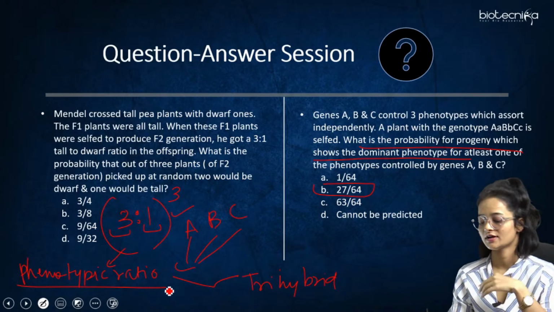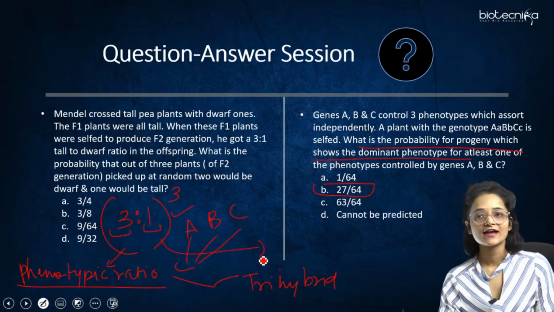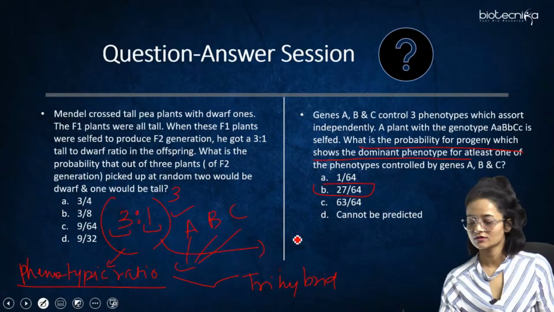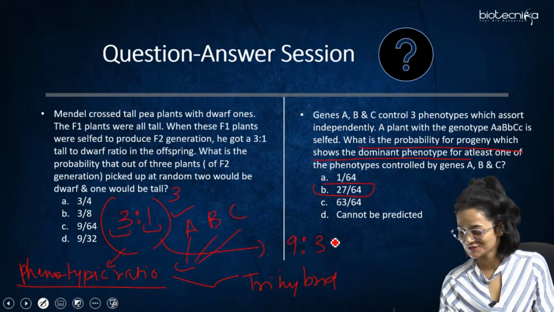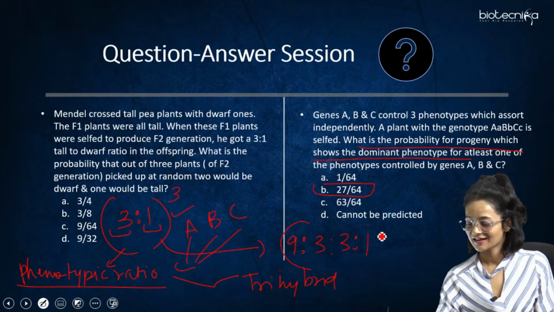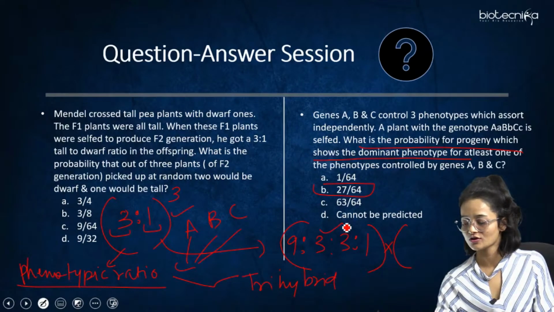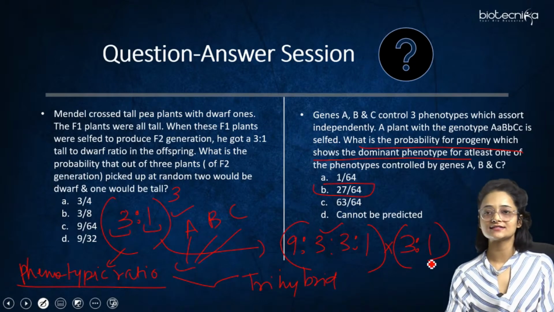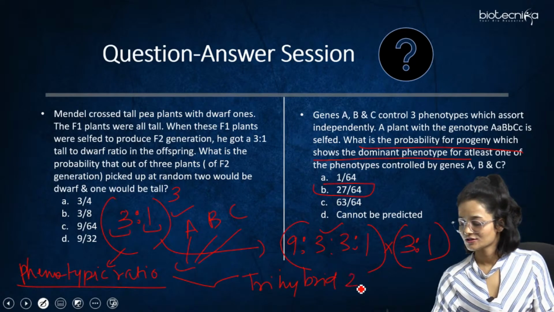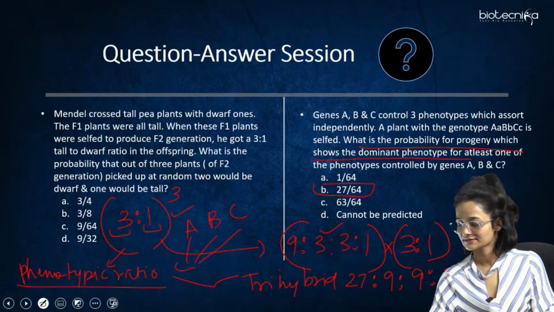Now you can also split it. Like how? In the case of dihybrid cross, what we saw is that the phenotypic ratio was 9:3:3:1, right? And for monohybrid cross, it was 3:1. Now when we multiply this, then what happens? 27:9:9:3, right?